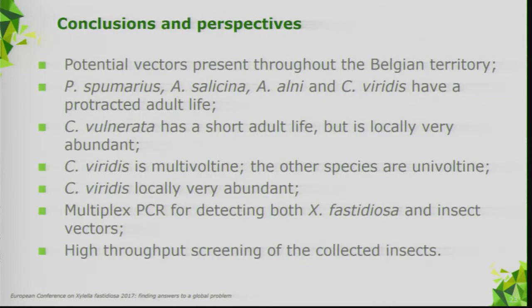So, to conclude this brief presentation, the potential vectors, at least some of those potential vectors, because we limited our numbers, as you have seen, to 5, are present throughout the Belgian territory. The adult life of some of the species is protracted over the whole season, but that's not the case for Cercopis vulnerata. Cicadella viridis is multivoltine. Cicadella viridis is locally very abundant.